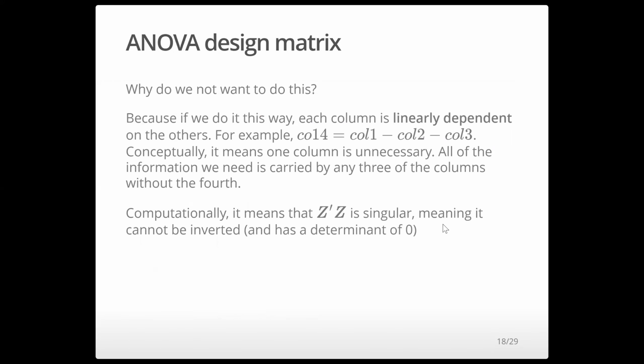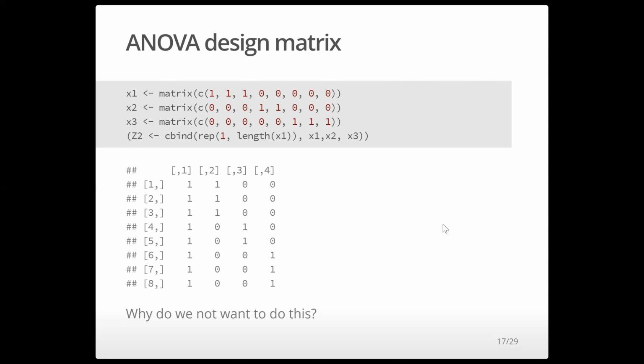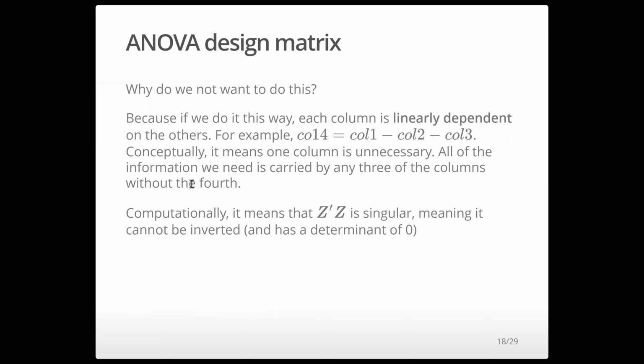The reason is that if we do it this way, the columns are linearly dependent. For example, column 4 is equal to column 1 minus column 2 minus column 3. Here we have 1 minus 1 is 0, and here we have 1 minus 1 is 0, and here we have 1 minus 0 is 1. So really, any single column can be written as a function of the other 3 columns. That's why we don't want to do this. Conceptually, what this is saying is that all of the information we need is carried by any 3 of the columns. We don't need the 4th column.